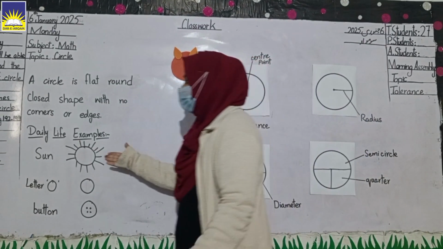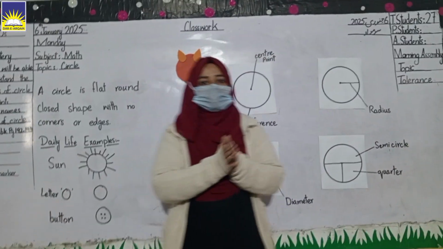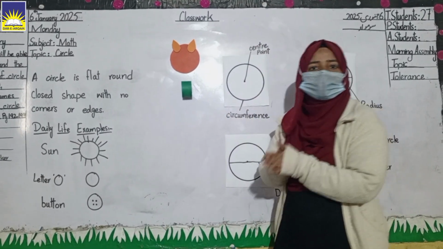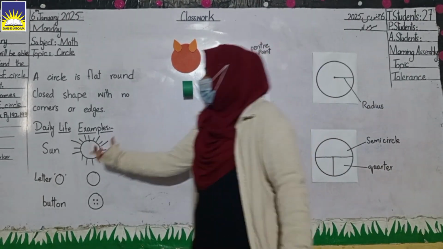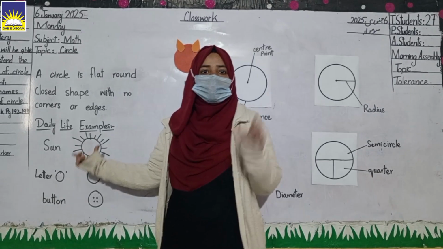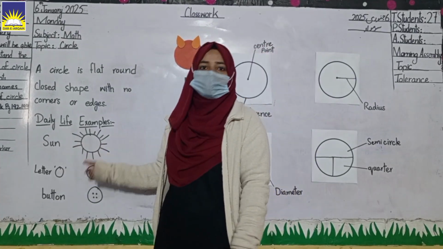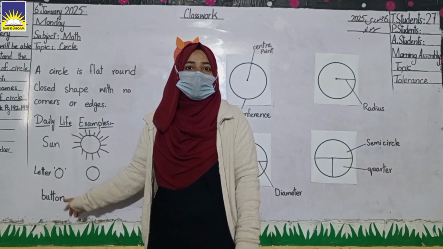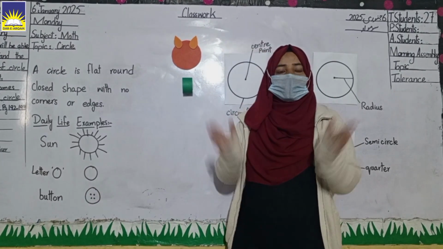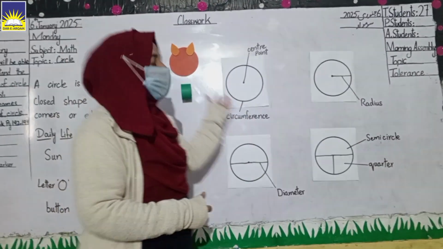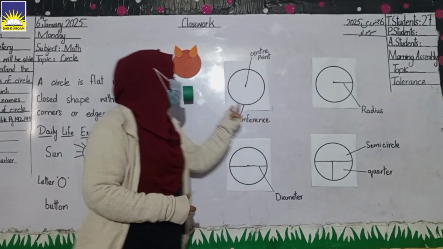In your daily life, winter is now at its peak, so all we need is the warmth of the sun. The first, very big and prominent example of a circle is the sun, and then the letter O, and then a button which has a circle shape. So now we are discussing some properties of a circle.